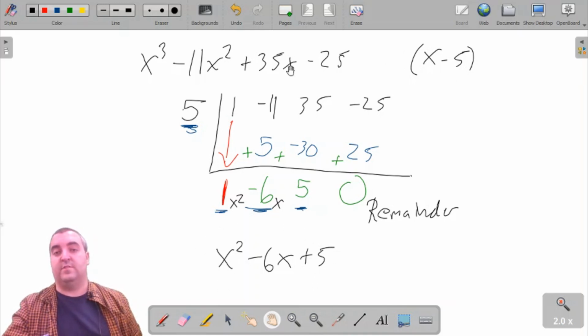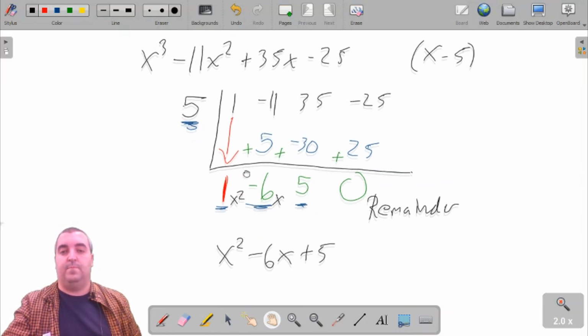Once again, though, you could have done this using long division, but synthetic division is sometimes easier and quicker than long division.